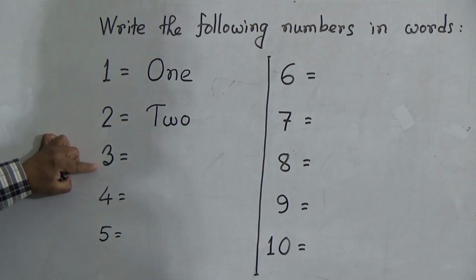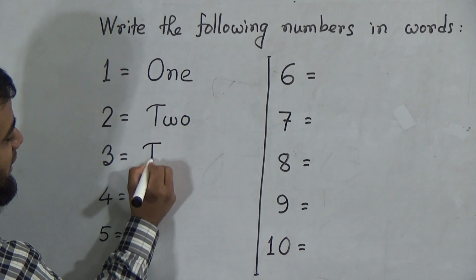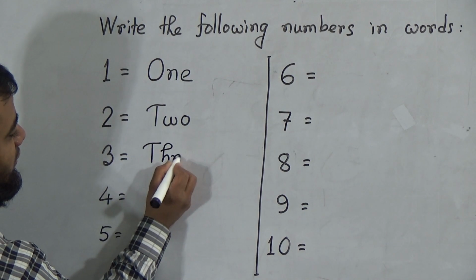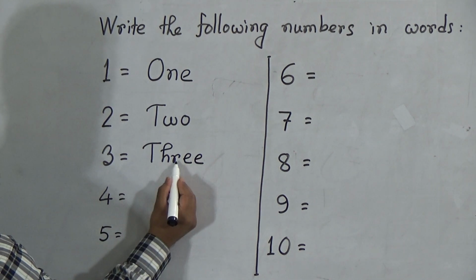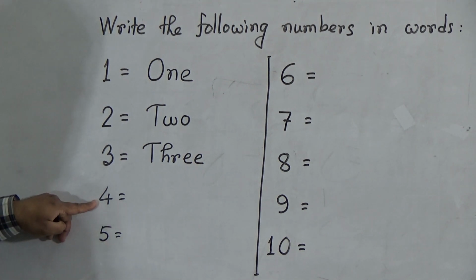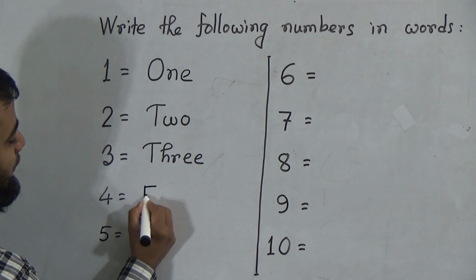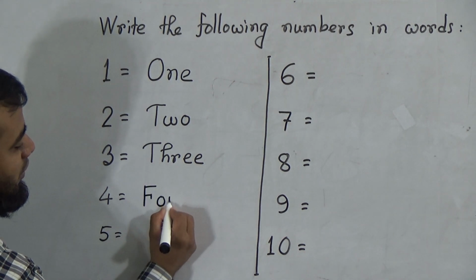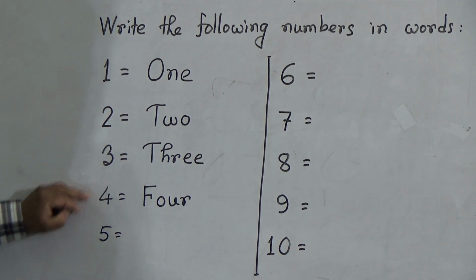This number is 3, my dear students. How to write down 3? The spelling of 3 is T-H-R-E-E, 3. The next number is 4, my dear students. The spelling of 4 is F-O-U-R, 4. After 4 the number comes which is 5.